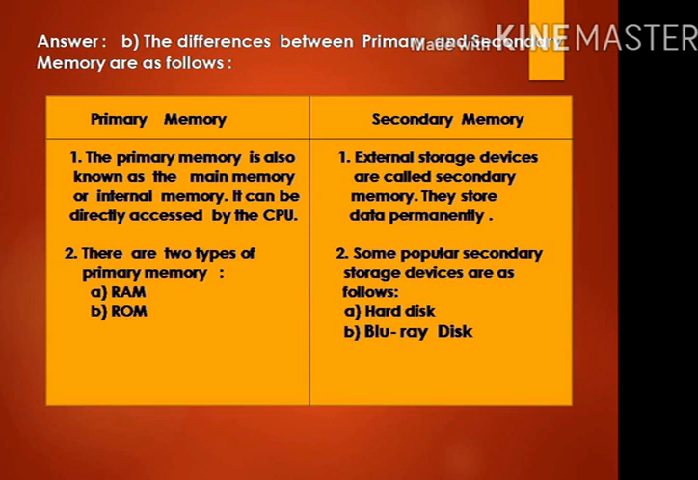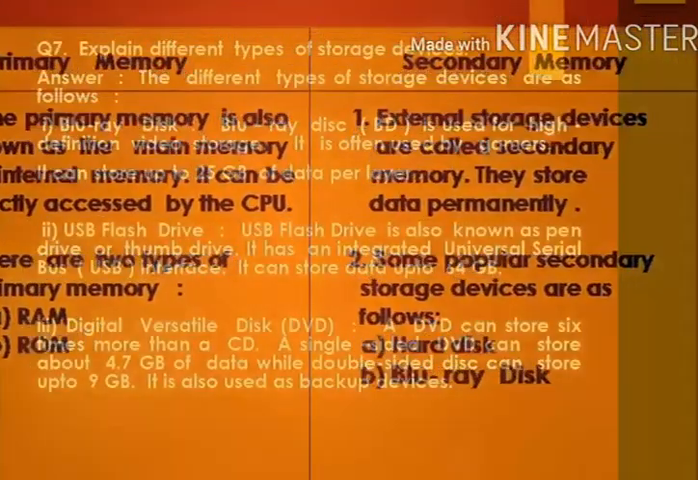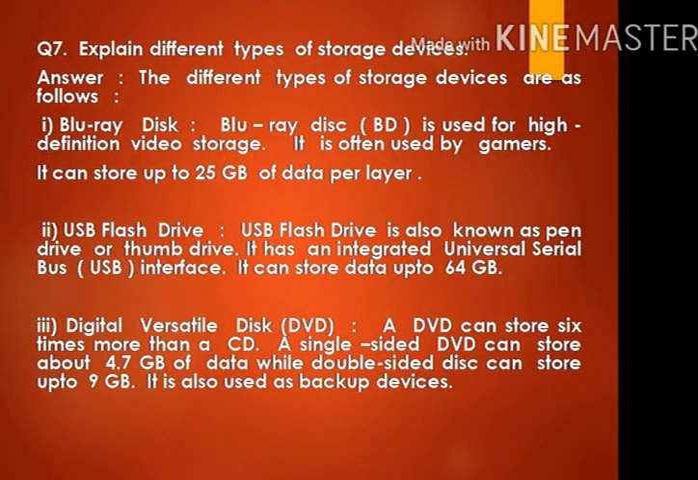Number 2. There are two types of primary memory. They are RAM and ROM. Number 2. Some popular secondary storage devices are as follows. Hard disk, Blu-ray disc. The next slide contains the next part of questions and answers.